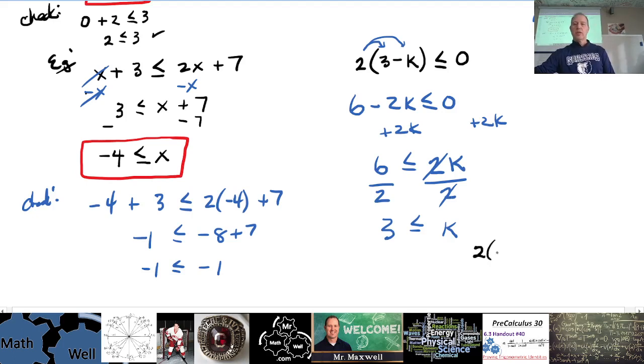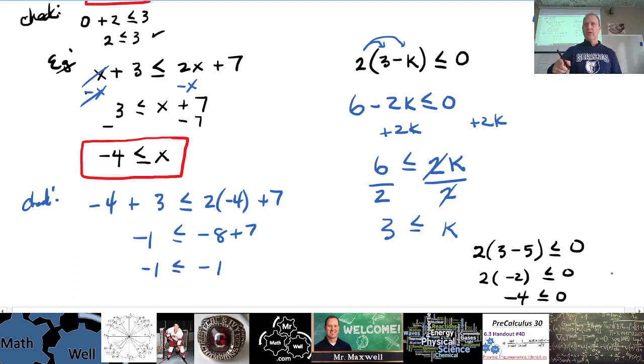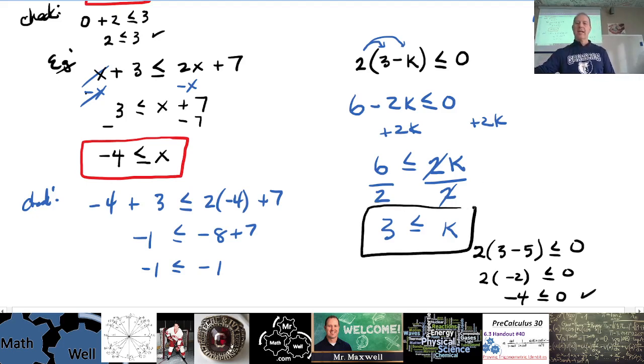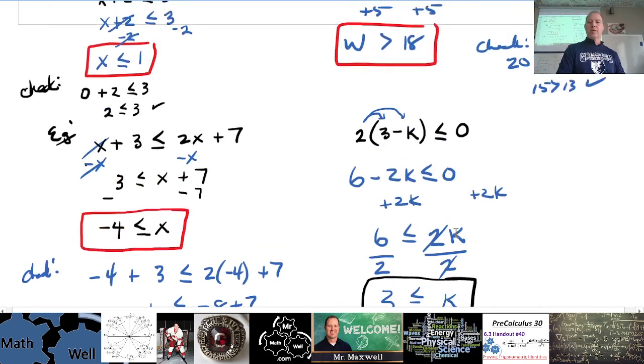So let's do 2 times 3 minus 5 is less than or equal to 0. That's going to be 2 times negative 2. So that's going to be negative 4 is less than or equal to 0. Is that true? Yeah, negative 4 is less than 0. So that is true. So this is the correct answer. And good job, because that is going to lead us into tomorrow's lesson where we talk about more multiplying and dividing. It's very similar. There's one catch tomorrow that I'll teach you about when we multiply and divide inequalities.